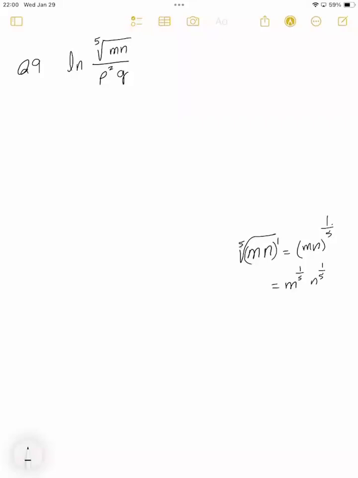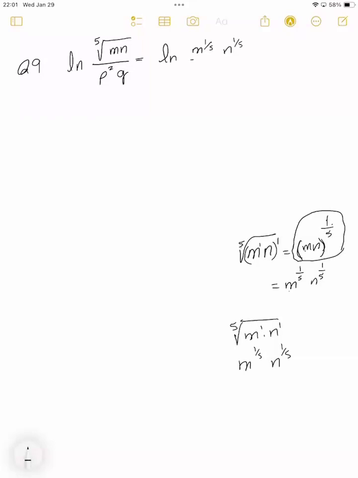I think Alex shows it to you like that, but I think this makes it easier because when we are here, we have a multiplication. We can write this as m to the power 1/5, n to the power 1/5. So anyways, I'm just going to go ahead and do that. Write this as m to the power 1/5, n to the power 1/5, p to the power 2, and then q.